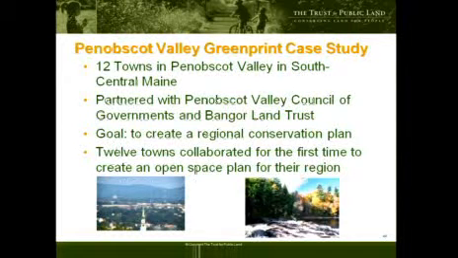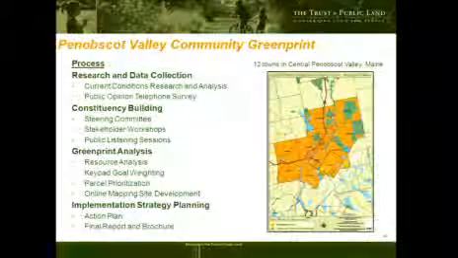Here's a simple case that we did. It turned out to be not quite so simple. In the Penobscot Valley, 12 towns got together. Their council of governments came to TPL along with a local land trust and said, would you help us put together a regional plan? We don't think it's possible, but we'd like to try. This is the first time that they've done anything like this in the area, but they thought that this vision process and the Greenprint could actually help them get there.